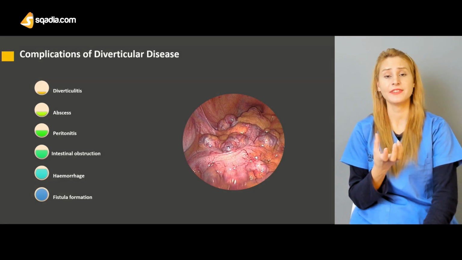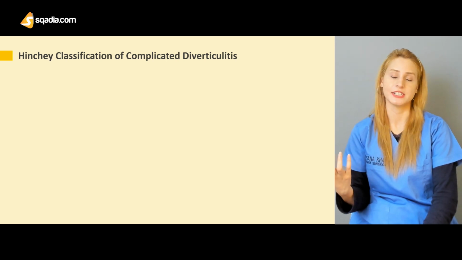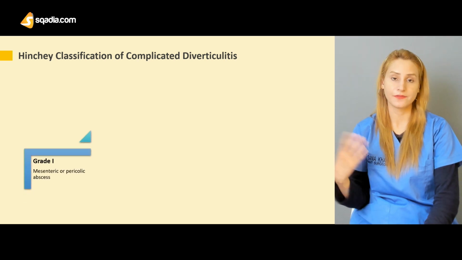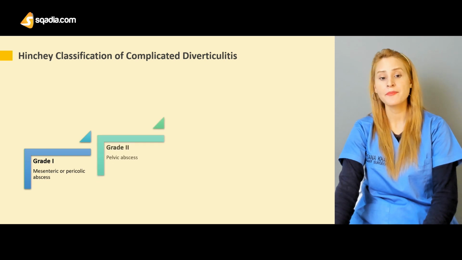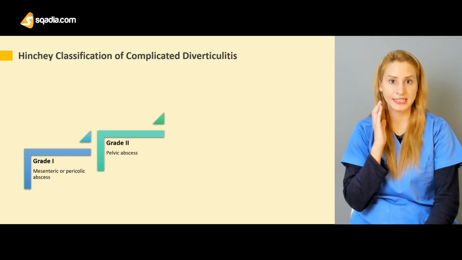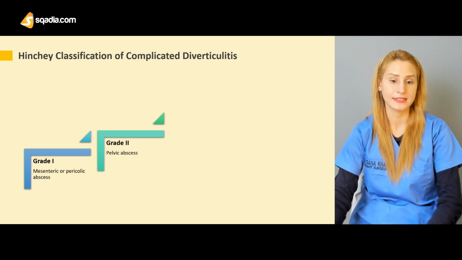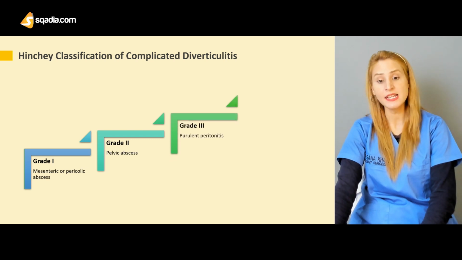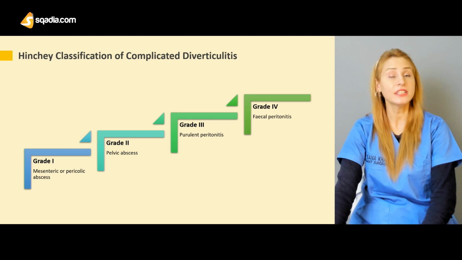Now, there's a classification system, the Hinchey classification of complicated diverticulitis, and it has 4 grades. Grade 1 is mesenteric or pericolonic abscess. Grade 2 means the inflammatory process has extended far beyond it and is involving the pelvis as well, so grade 2 is a pelvic abscess. Grade 3 is purulent peritonitis, and grade 4 is fecal peritonitis.